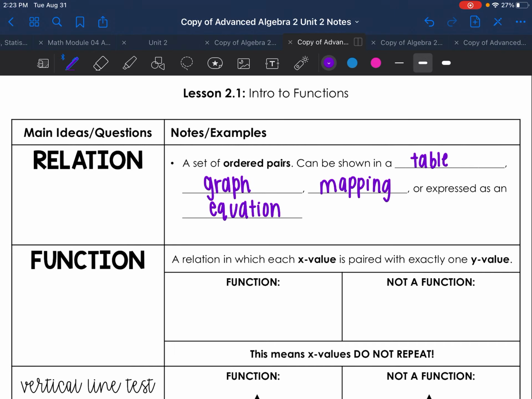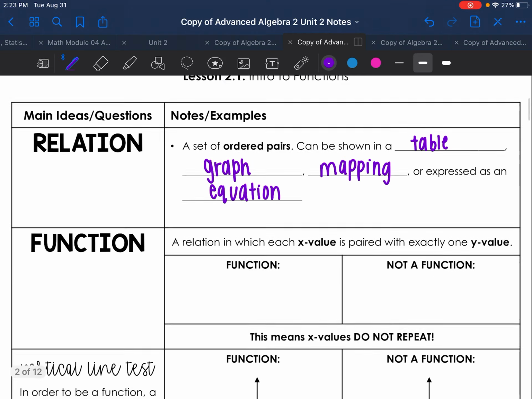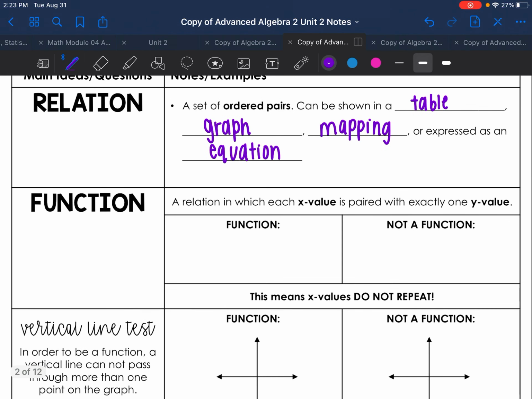A function is kind of a more specific type of relation. There's a rule. The rule for something to be a function is that the x's do not repeat. So we don't have the same x value listed twice. It doesn't matter about the y values, only the x's.